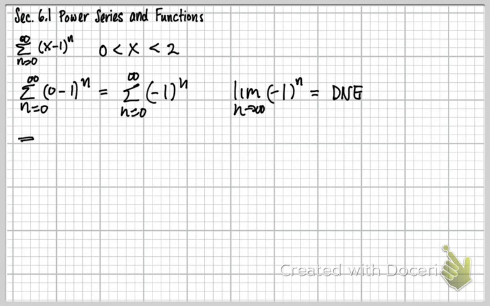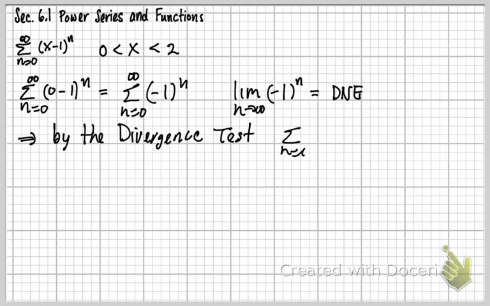So that implies by the divergence test that the series n equals 0 to infinity of -1 to the n diverges.